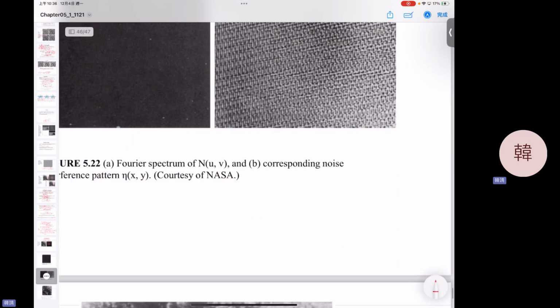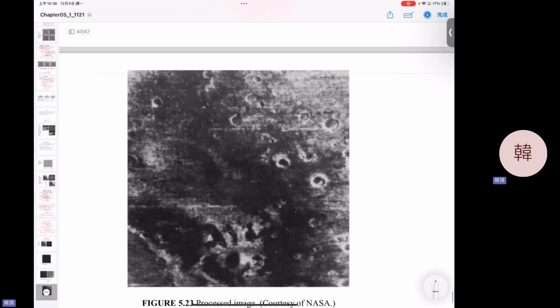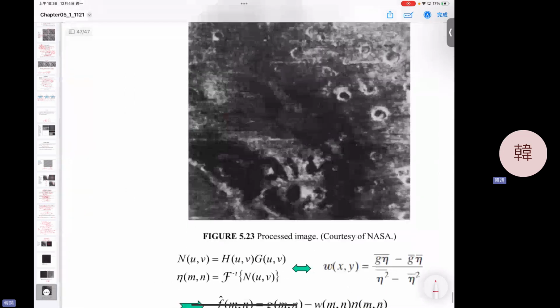So how can we do it? We just try to make this assumption. Our estimate is f estimated equals g minus w eta. Then we make some assumption there. You want to have some different w to optimize your restoration issue. So what's the result here? So what's this one?